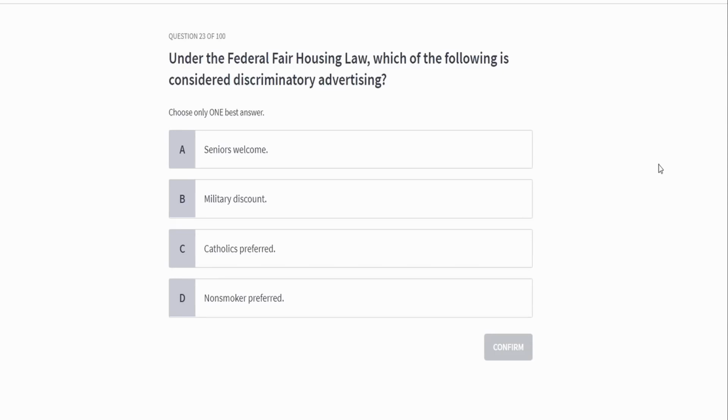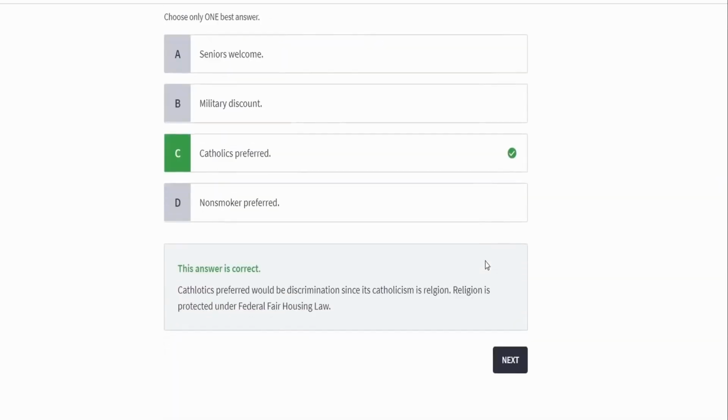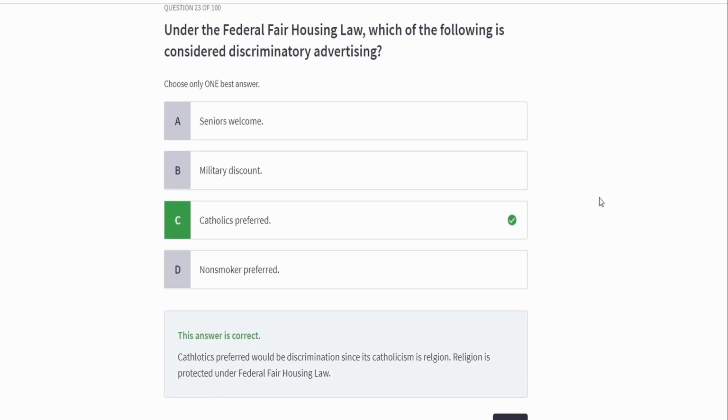What is our correct answer? Well, it's going to be C. It is Catholics preferred. Okay, so why is this discriminatory advertising? Well, a couple things to unpack here. So first of all, saying seniors welcome, even though that has to do with someone's age, isn't discriminatory. They're just saying that's welcome. You could put a sign up that says anyone's welcome. That wouldn't make it discriminatory advertising.